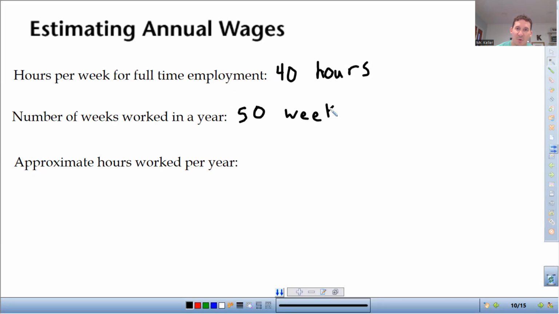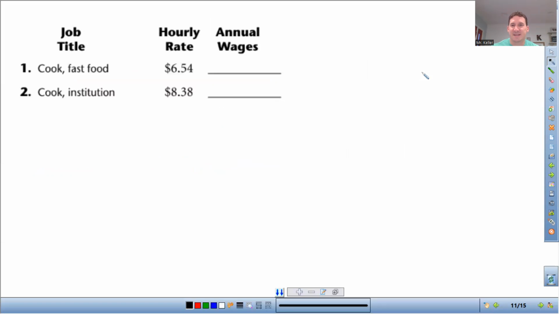All right. So the approximate hours worked per year, you just multiply those. 40 hours a week times 50 weeks per year comes out to 2,000 hours. So if you're working full time, you're going to work approximately 2,000 hours per year. So we're going to use that 2,000 number to estimate how much you would make in a year.